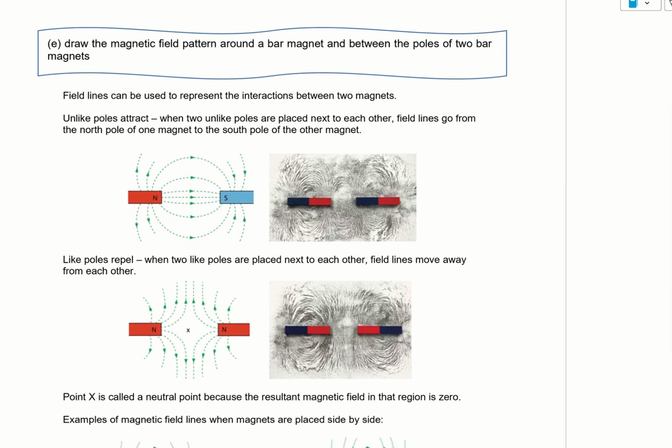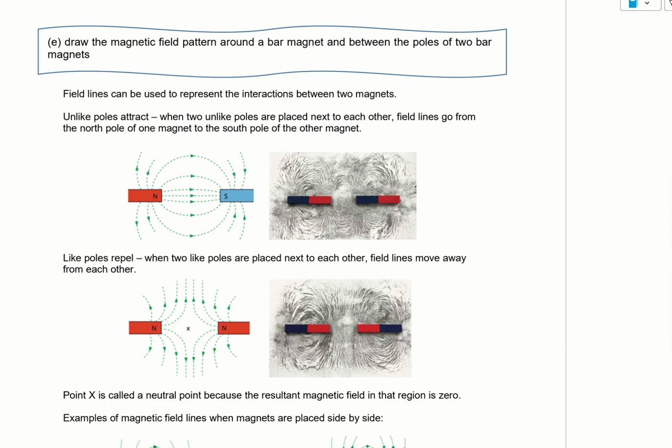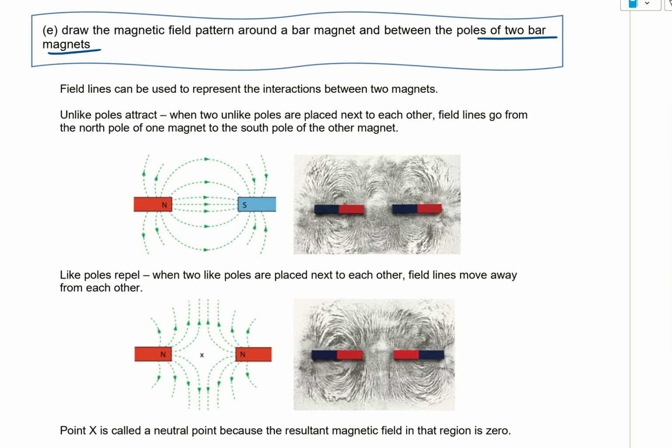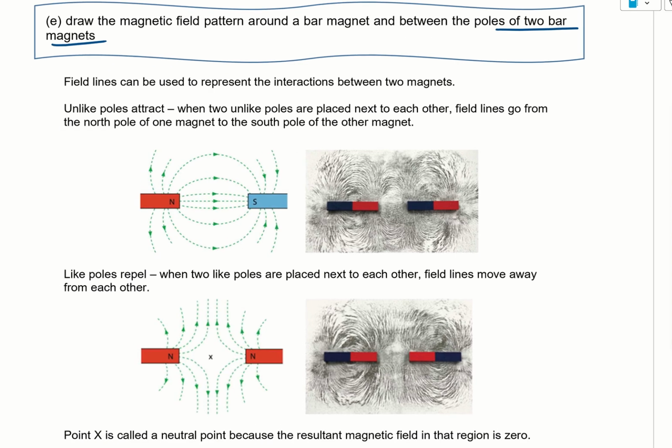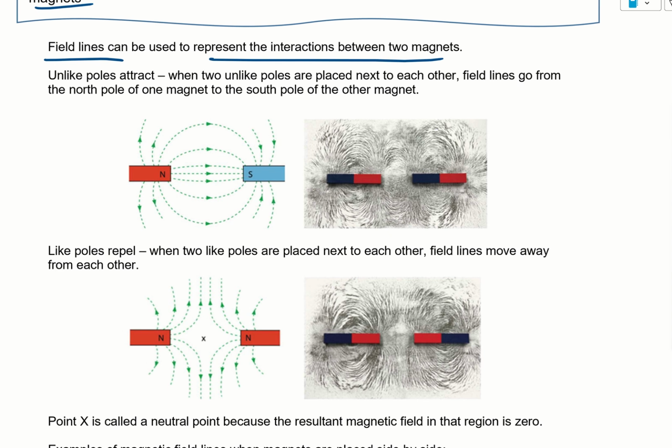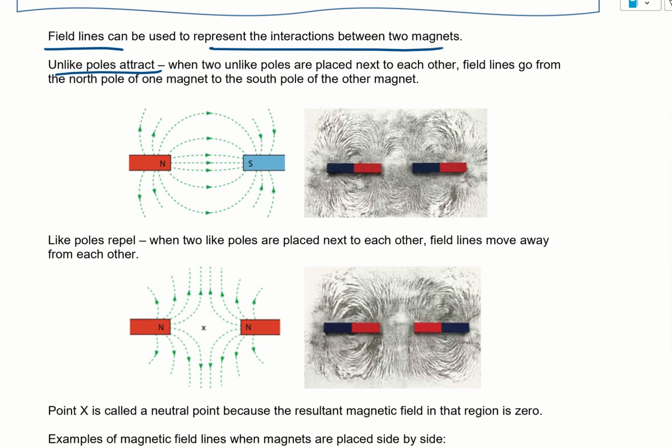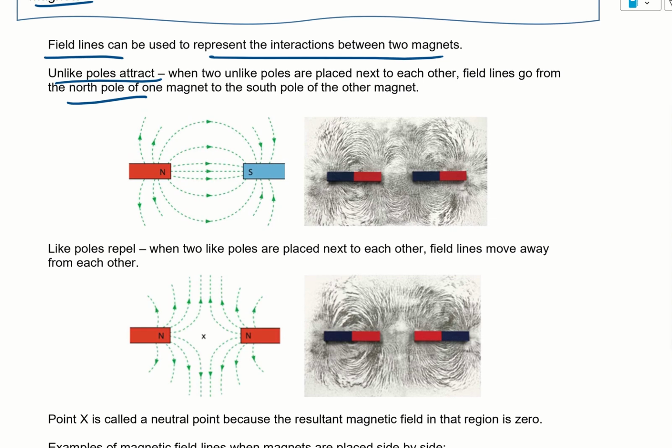Okay, then E, draw the magnetic field pattern around a bar magnet and between the poles of two bar magnets. So O level sometimes will get you to draw. Okay, so the field lines can be used to represent interaction between two magnets. So it's not just within one magnet, I can have two magnets. Unlike poles attract, take note, and when they are placed next to each other, the field lines go from the north pole of one magnet to the south pole. So as you can see from here.